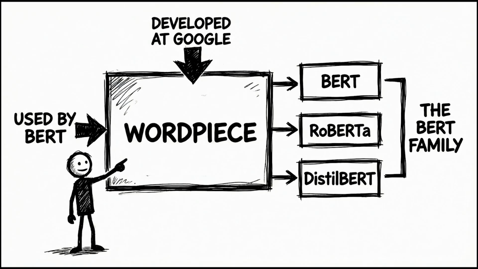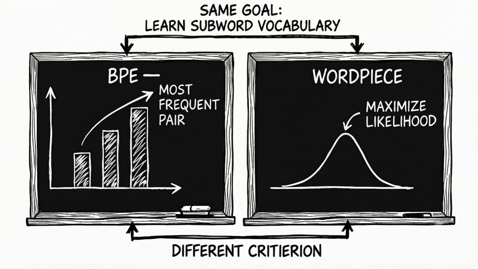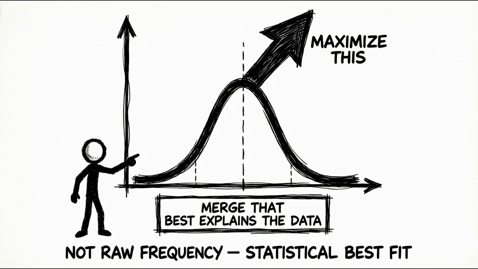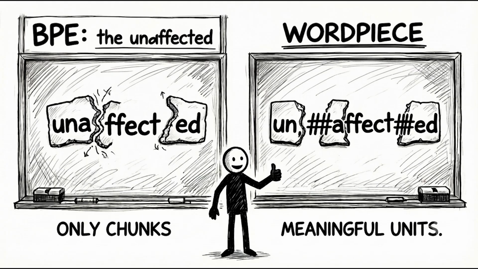Another algorithm is WordPiece. WordPiece was developed at Google and is used by BERT and many of its descendants. The high-level goal is the same as BPE, learn a vocabulary of subwords from data, but the merge criterion is different. BPE merges the pair that appears most frequently. WordPiece merges the pair that maximizes the likelihood of the training corpus. In other words, the merge that best explains the data statistically. In practice, this means WordPiece tends to be more conservative with its merges. It prefers splits that keep linguistically meaningful units intact rather than following raw frequency.